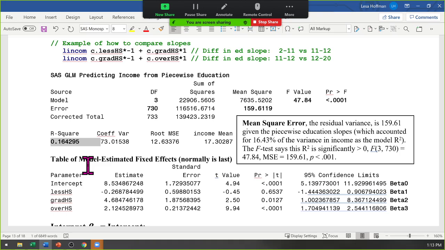So 16.4% of all of the reasons why some people make more money than others is because of their education. That 16% is significantly greater than 0 because that is what my F-test is telling me. So the model works. I have significantly predicted my outcome variable with the terms I have included in my model.